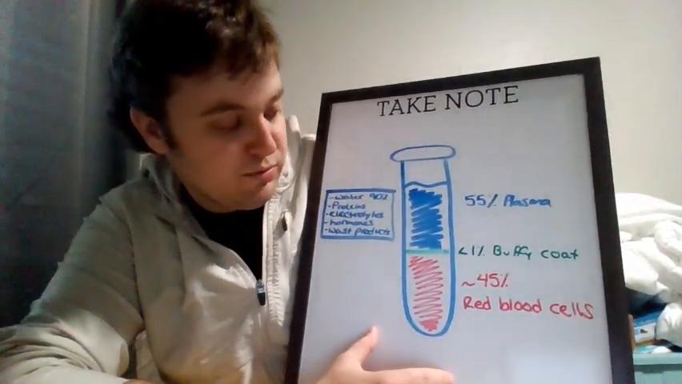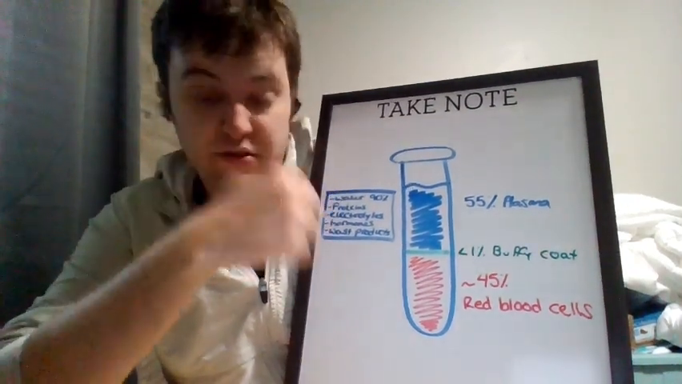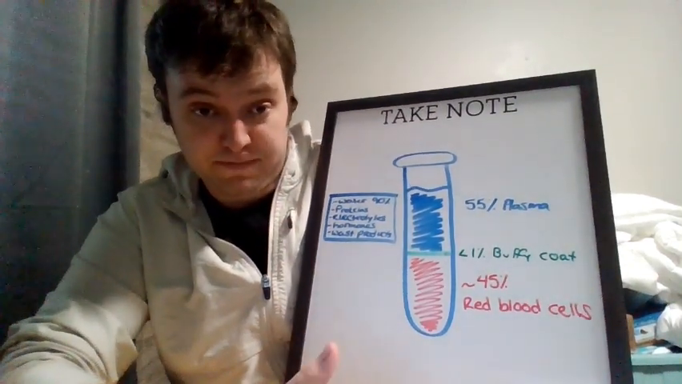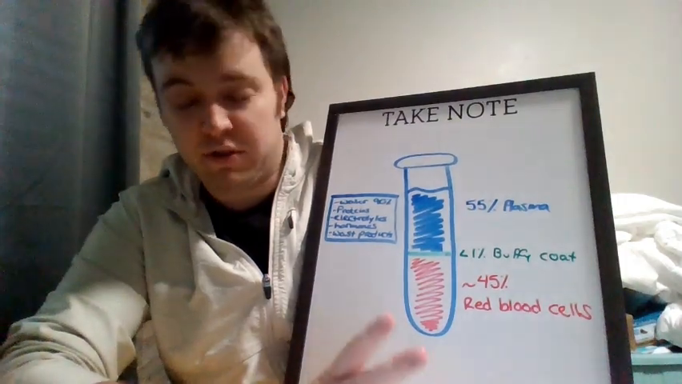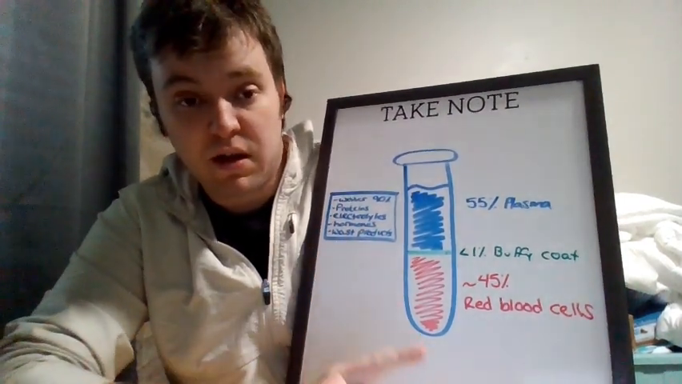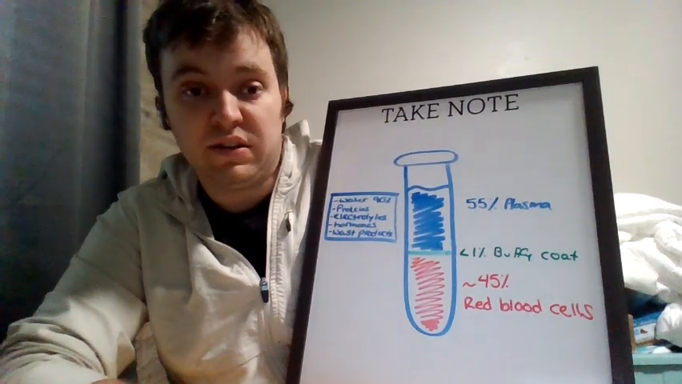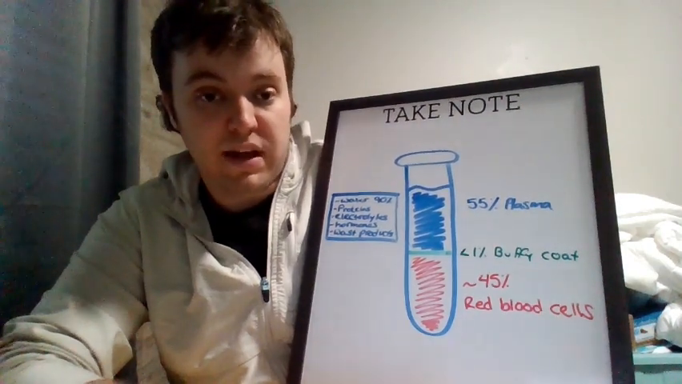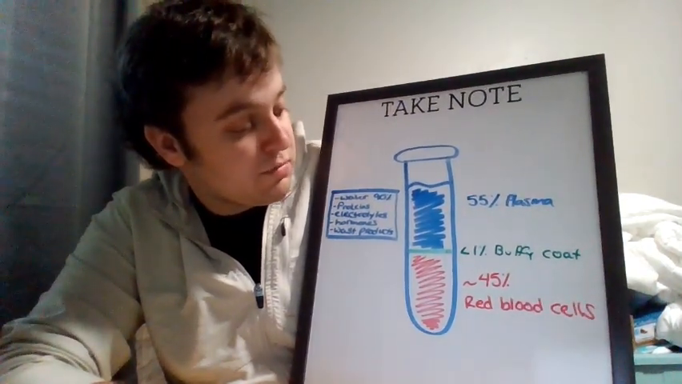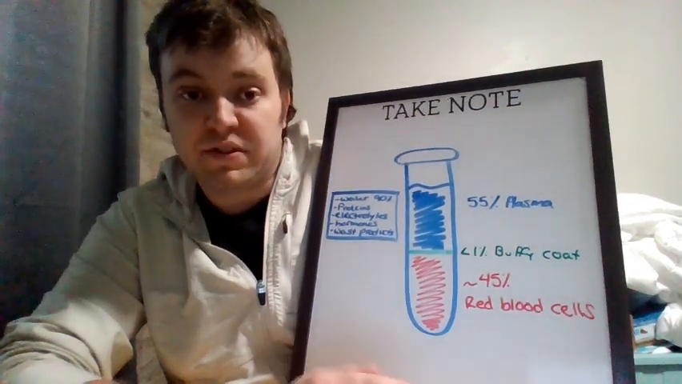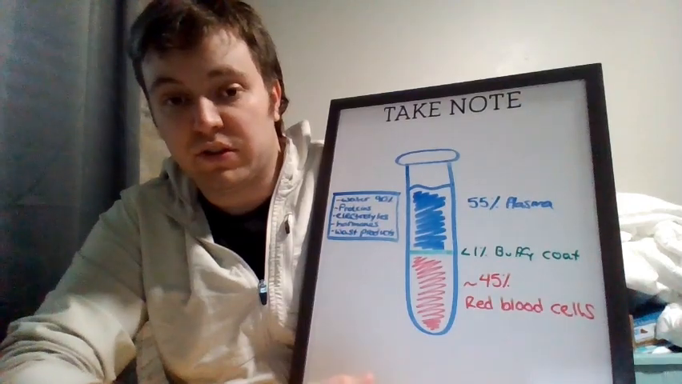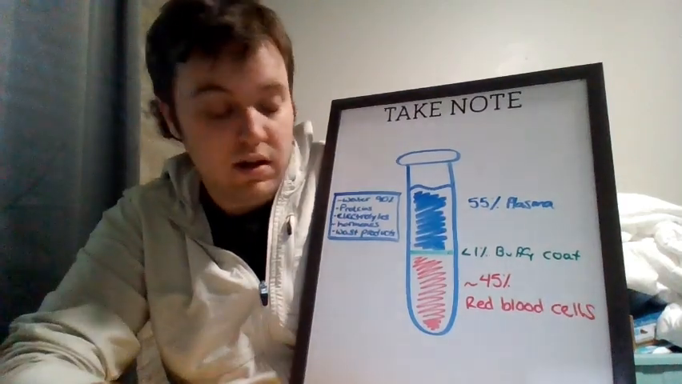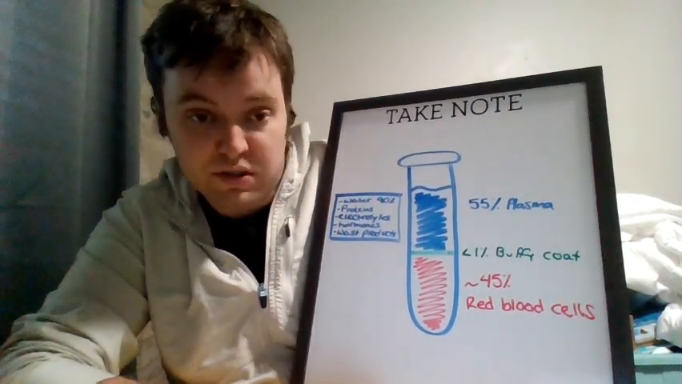So here I have a test tube showing us the composition of blood. So the full test tube is 100% of your blood, and the composition of your blood is made up of two main parts. First one is plasma, and then the other one is formed elements. And so we'll talk about that in a minute. So plasma makes up about 55% of your blood volume, and formed elements, which are the cells and cell fragments, make up about 45% of your blood volume. And that 1% is called the buffy coat.